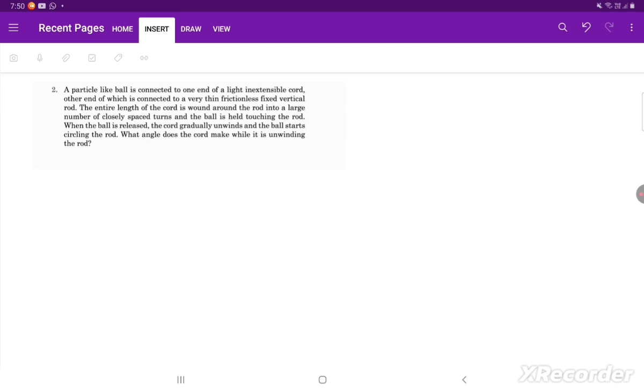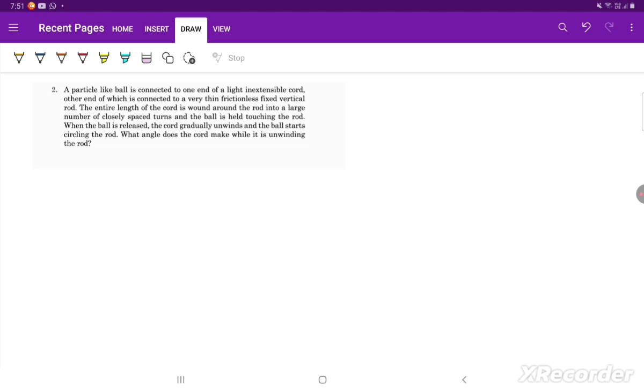So, let's get started. The problem says that you have a particle like a ball which is connected to one end of an inextensible cord. The other end is connected to a thin frictionless vertical rod. The entire length of the cord is wound around the rod into a large number of closely spaced turns. The ball is held touching the rod. When the ball is released, the cord gradually unwinds and the ball starts to circle around the rod. You have to find the angle which the cord makes with the rod while it's unwinding.